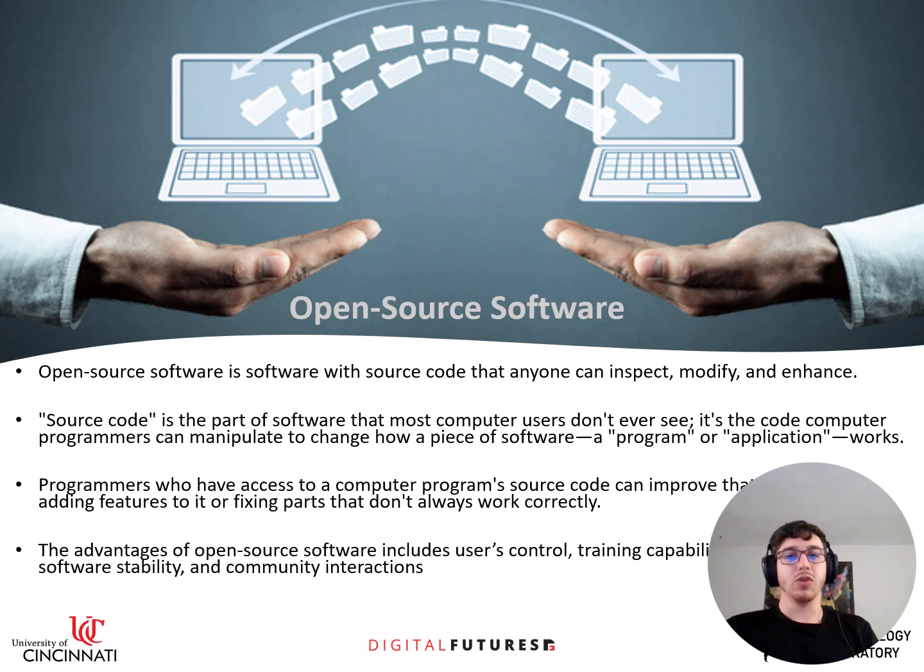QGIS is a free and open source software. This means that users don't have to pay for a license and are capable of inspecting, modifying, and enhancing the source code for the package. By having access to the source code, users with programming skills can improve the program by adding features to it or fixing parts that do not work correctly on the current version.